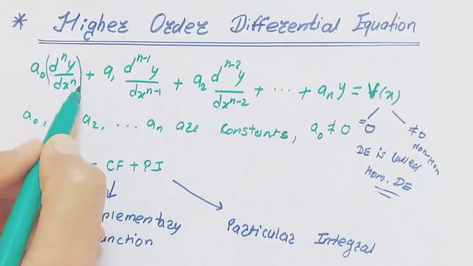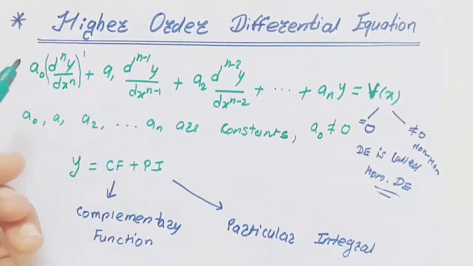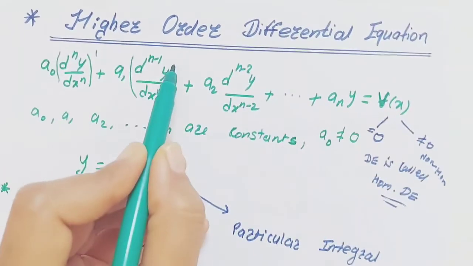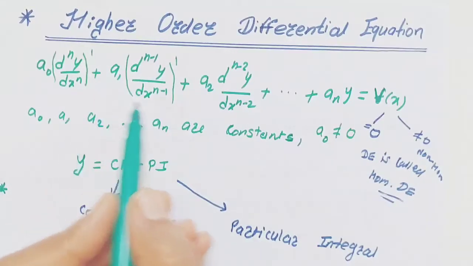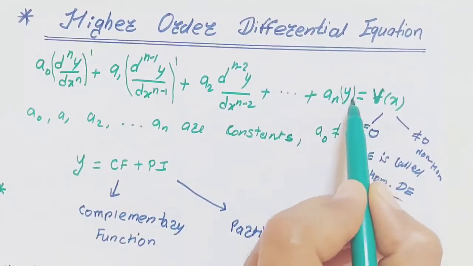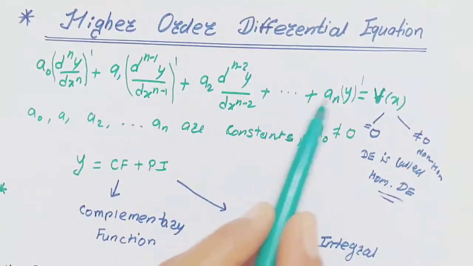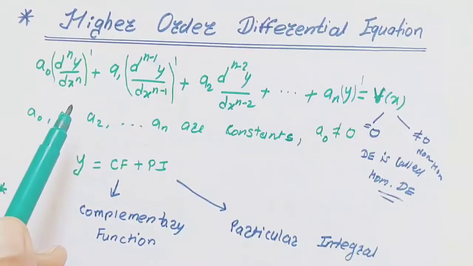Now see here, the power of this d^n y by dx^n is 1. So the degree of this term is 1. And here the second term's whole power is again 1, so again the degree is 1. In this way, if we check the term-wise degree, then each term has degree 1. That's why we call this a higher order linear differential equation.